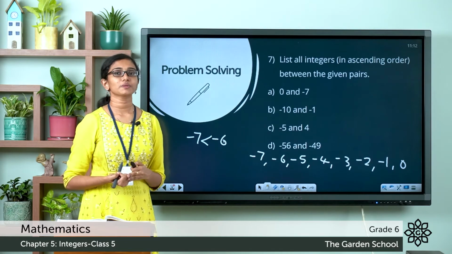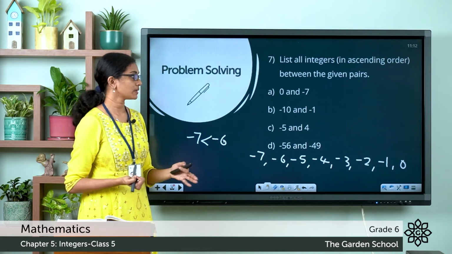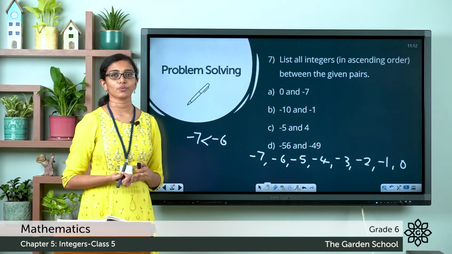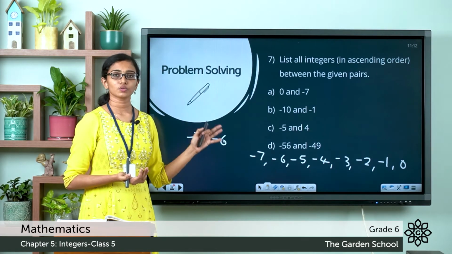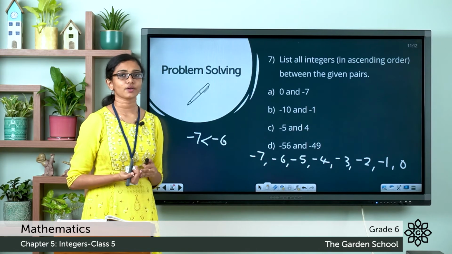Can you tell me which would be the largest integer here? It would be the integer 0. So note down the numbers in ascending order in your notebook. Go through the rest of the pairs and answer accordingly.